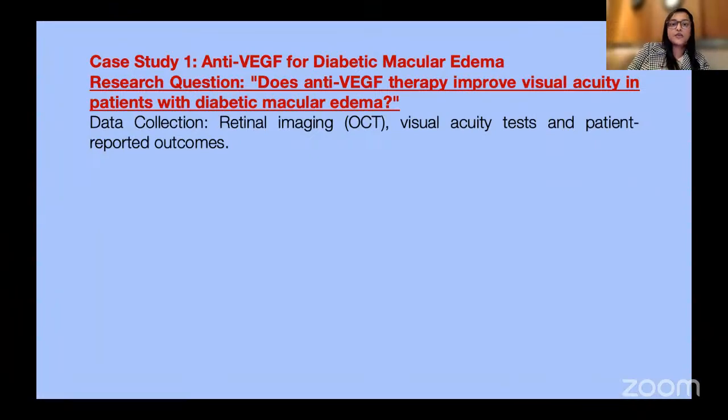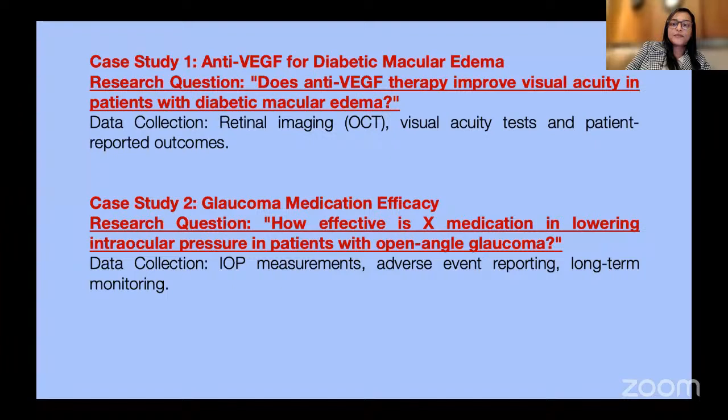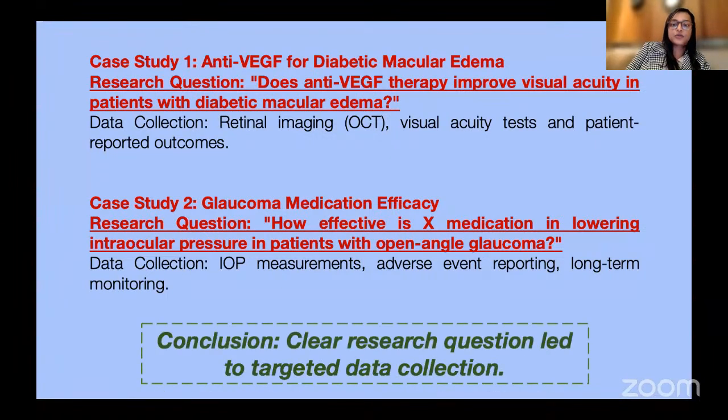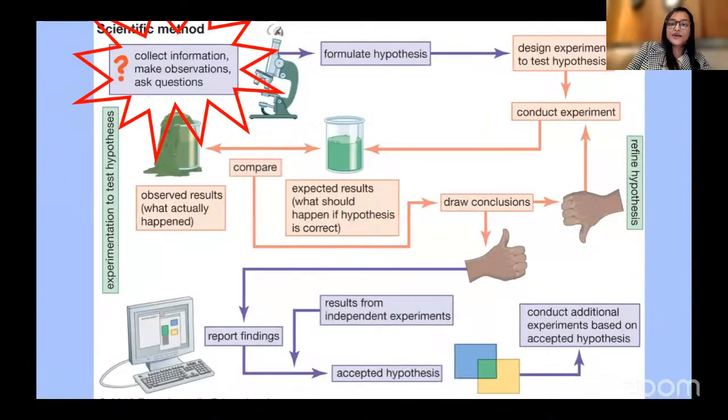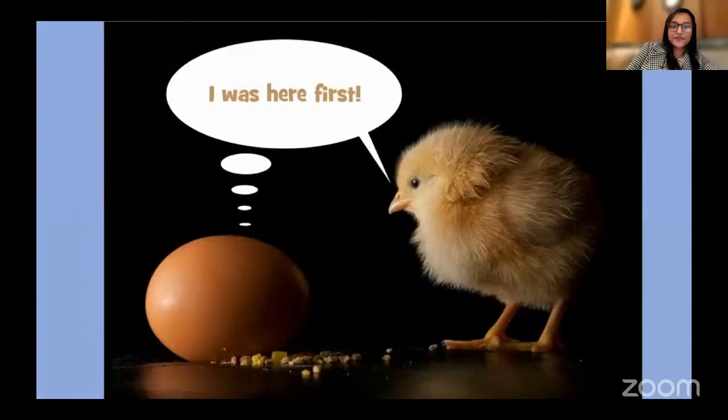For example, in what I had mentioned earlier, in anti-VEGF therapy, you would do the OCTs, the vision tests and the outcomes. Or in glaucoma, you would do IOP measurements, adverse event reporting, and long-term monitoring. So a clear research question leads to targeted data collection, and that's basically what you need. Making sure that you align the question and the data collection ensures efficiency and gives you meaningful results. This is what I feel. However, research is a very complicated thing, and you may collect the information first, or you may make the observations first, but it's important to ask the right questions at the right time to make sure that you're going in the right direction. So we can argue about this, but I'll hand it over to Dr. Akshay now.